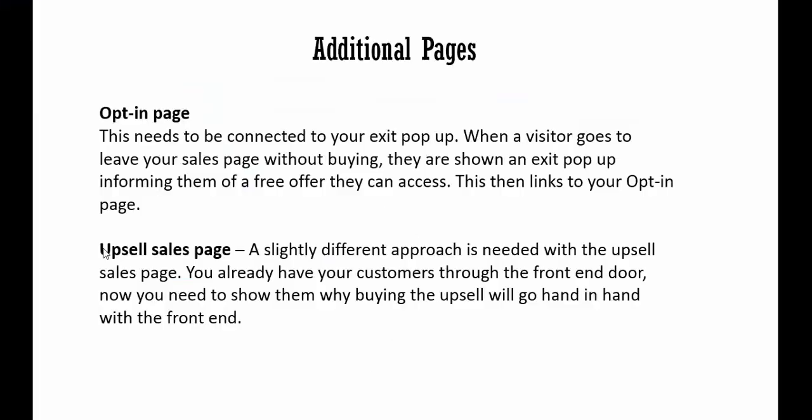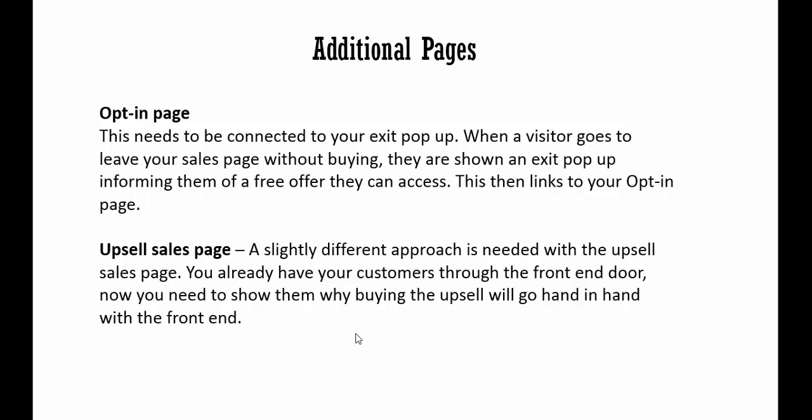So then the next page is your upsell sales page. I've written here that a slightly different approach is needed with the upsell page because you already have your customers through the front end door. Now you need to show them why buying the upsell will go hand in hand with the front end product. So the sales copy doesn't have to be as big. What you need to do with your upsell sales page is show people why this upsell is going to complement their front end product, why they need to have it, why it goes hand in hand.